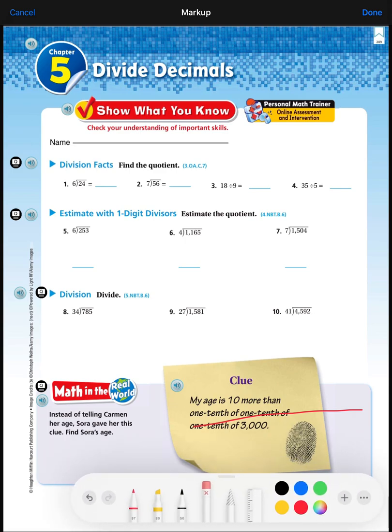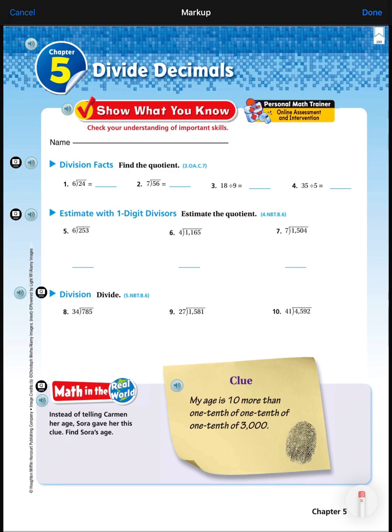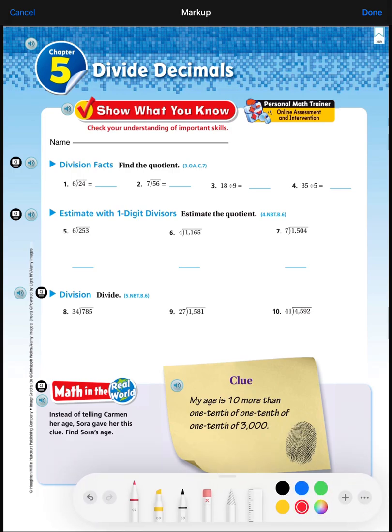Whoops, I just drew all over the page here. Hold on, let me fix this. Oh my gosh. Which is page 289.